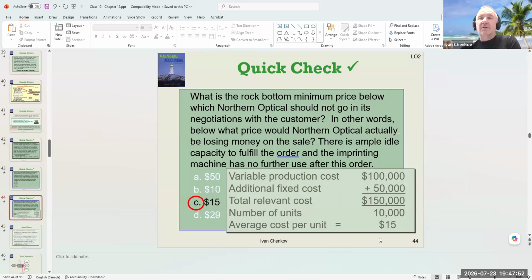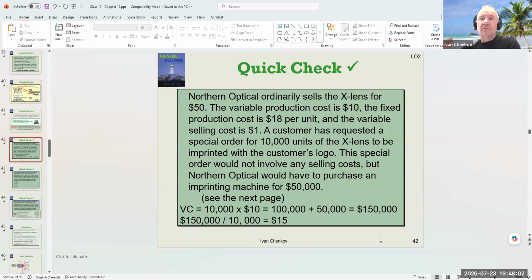So again, the calculation is: if we go with the variable cost, $100,000 plus $50,000, $150,000 divided by 10,000 is $15. The other way that you can go is, there's another approach. You can go with my variable cost per unit of $10.